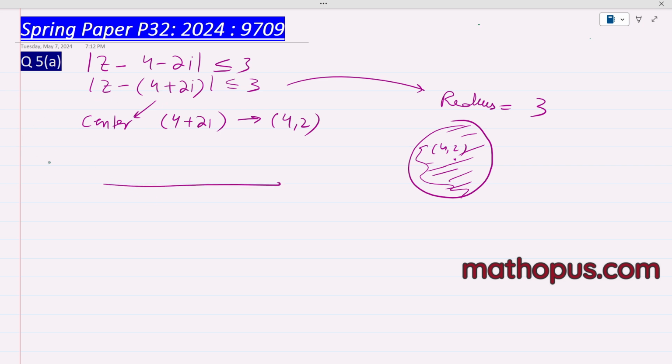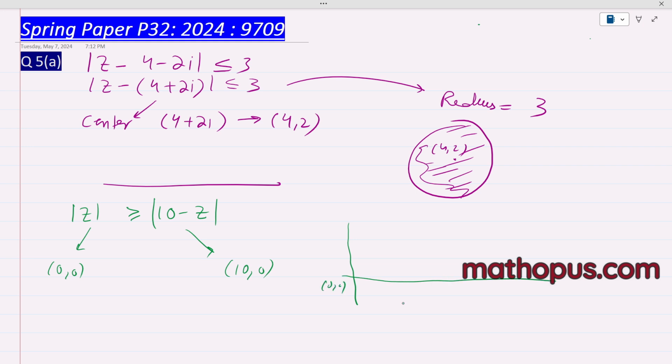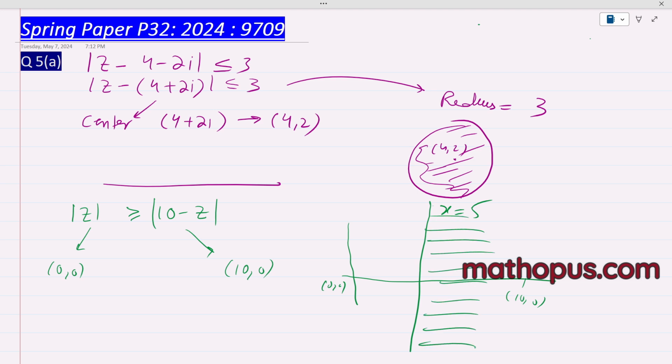Now the second condition is modulus of z greater than or equal to modulus of 10 minus z. It means we are going to draw a perpendicular bisector of two points. From here it is obvious that one point is 0, 0, and the other point is 10, 0. We are supposed to draw a perpendicular bisector of these two points. This point is 0, 0. This point is 10, 0. The perpendicular bisector would be in the middle. It would be the line x equals 5. And it is greater than, so it means the portion which is to the right of this perpendicular bisector. Now we are going to combine these two. That would be our required locus, the required points satisfying the above inequalities.